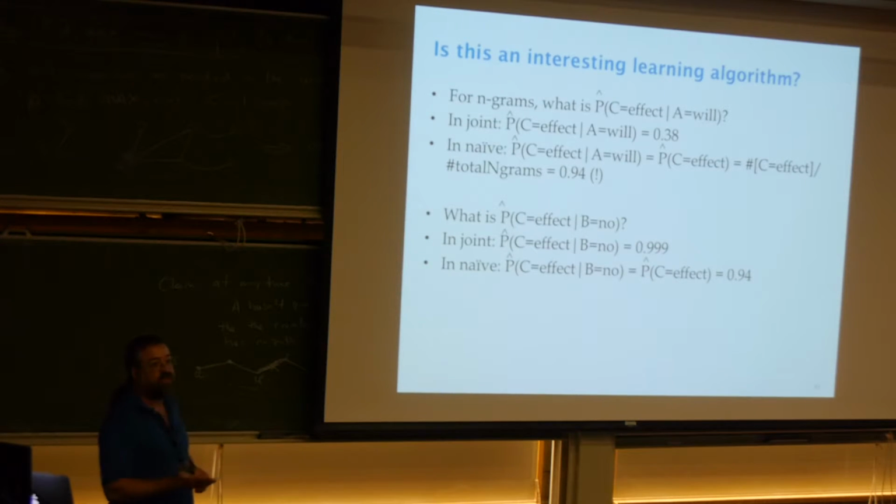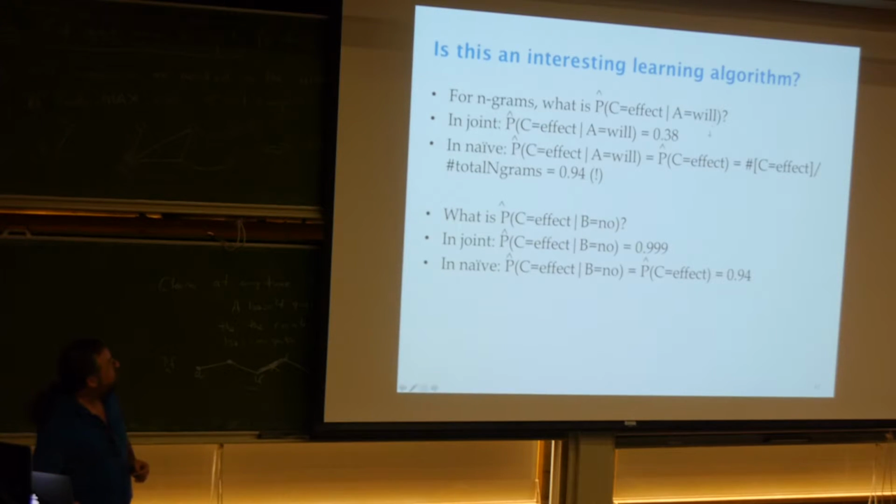It turns out to be 38%, so roughly 1 time out of 3, the word you're predicting is effect, given that the word 2 things to the left is will. Now in the naive model, this will be the probability of effect times the probability of will, divided by the probability of will. So you can simplify that to just the estimated probability of effect, which is 0.94. That's a very different answer.